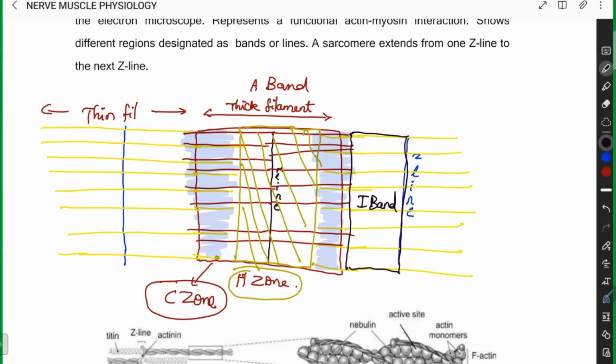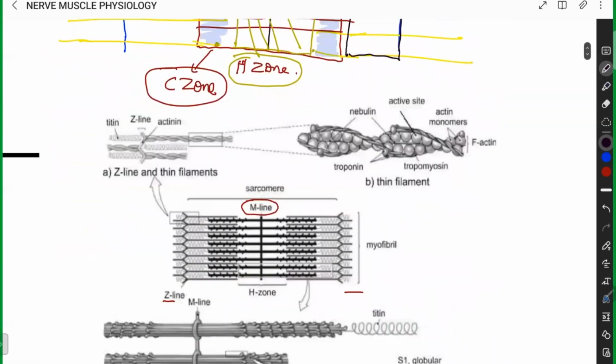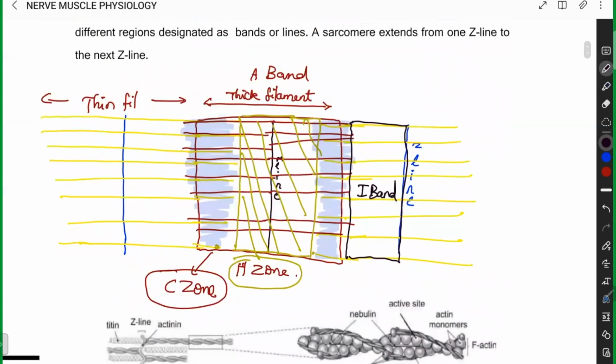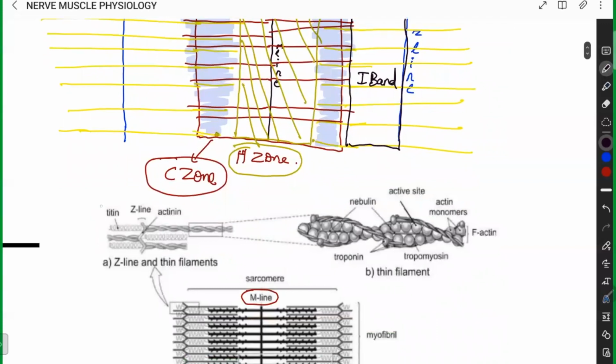Once you understand this, next what you have to know is that between your M line and your Z line, there should be a protein connecting your Z line and the M line, because for proper interaction you need proper coordination between your M line and Z line, and this coordination is given by the protein called titin. What is this titin known as? This titin is called the muscle spring.